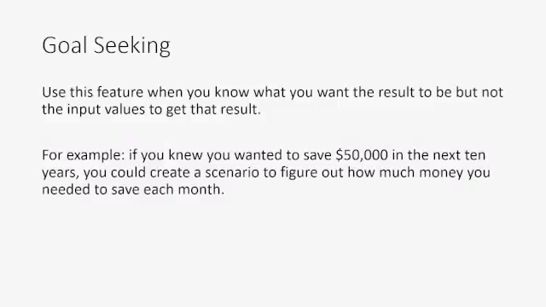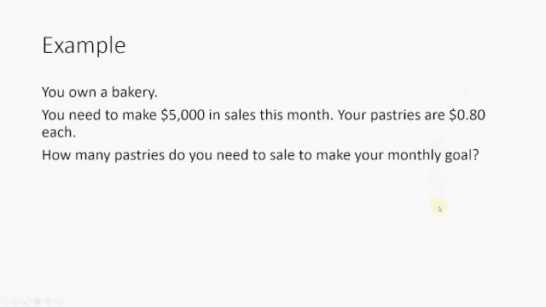So for example, if you wanted to save $50,000 over the next 10 years, you could create a scenario to figure out how much money you would need to save each month in order to make that $50,000 goal. Another example, let's say you own a bakery. You need to make $5,000 in sales this month. Each of your pastries are 80 cents each. So how many pastries do you need to sell to make that monthly goal?